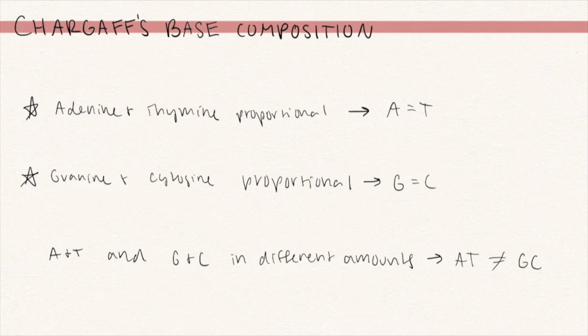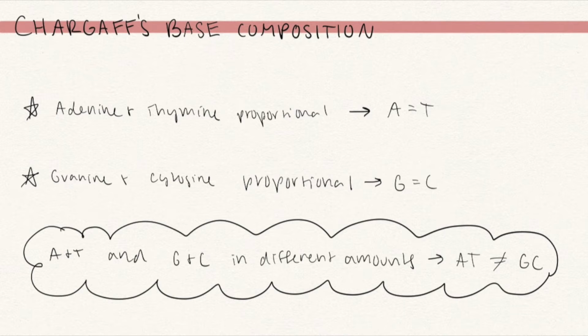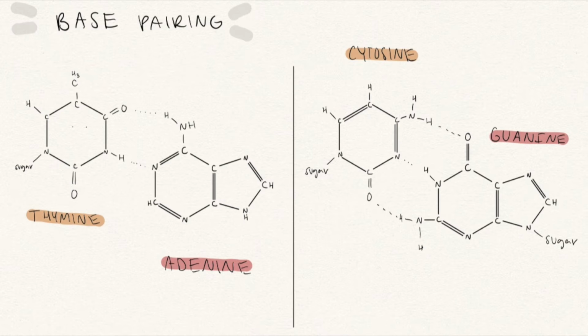Chargaff's base composition studies discovered that in DNA, the amount of adenine and thymine is proportional, and so were guanine and cytosine. However, the two pairs were not always in the same concentration as each other. This suggested base pairing between adenine and thymine and between guanine and cytosine.